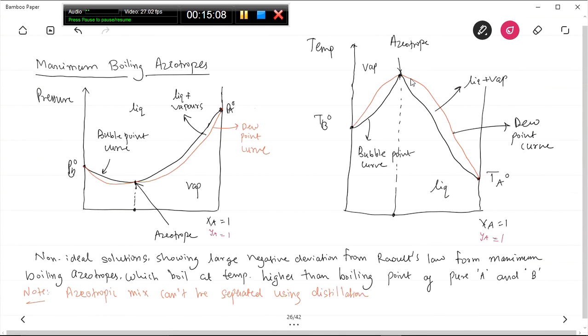Again, you cannot separate this kind of mixture using simple distillation, because both liquid and vapor phase will have the same composition. So basically the entire concept of distillation cannot be used to separate this kind of mixtures.